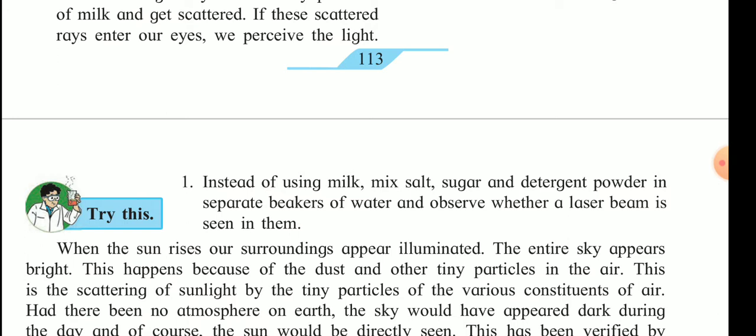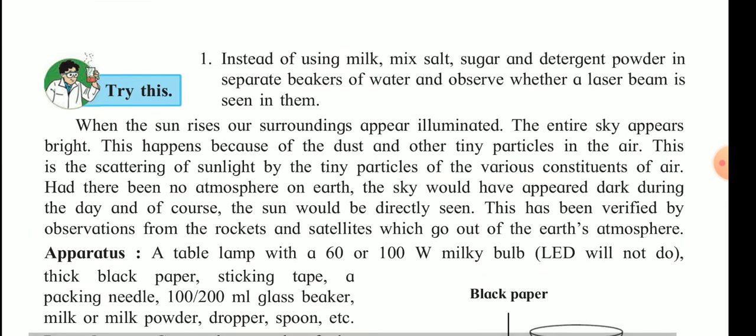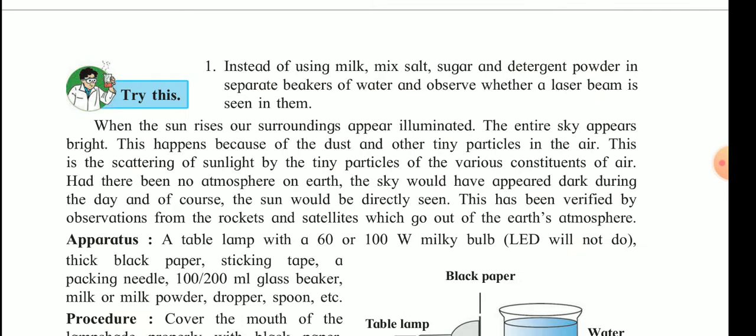When the sun rises, our surroundings appear illuminated. The entire sky appears bright. This happens because of the dust and the tiny particles in the air. This is the scattering of the light by the tiny particles of the various constituents in the air.